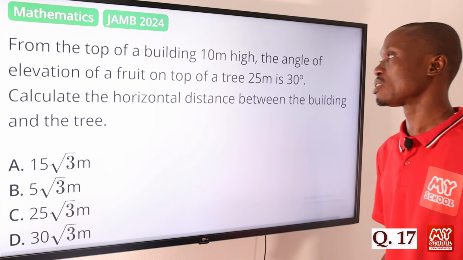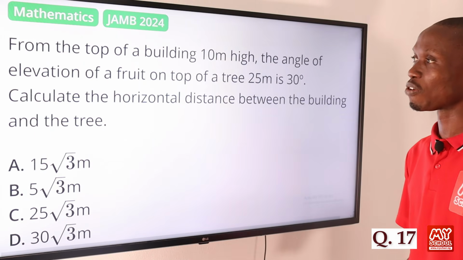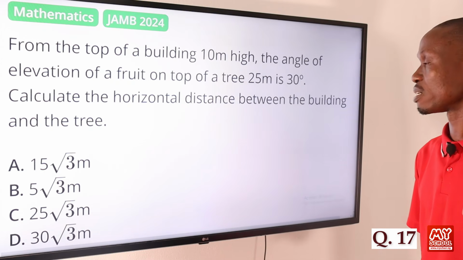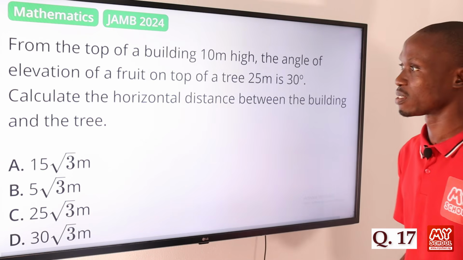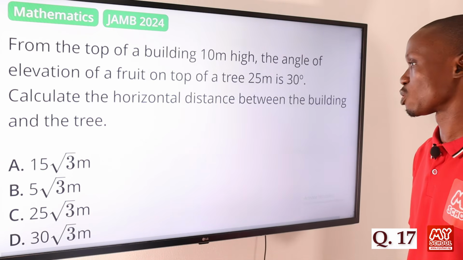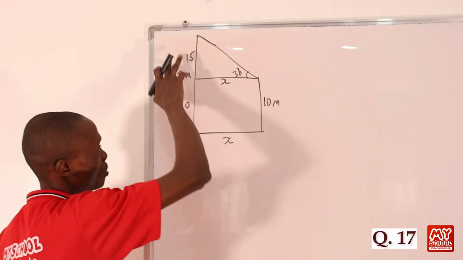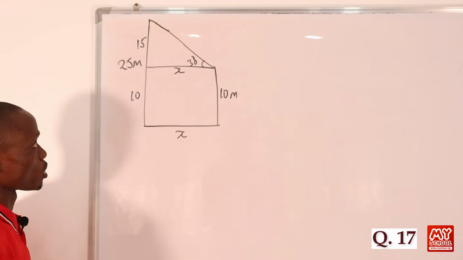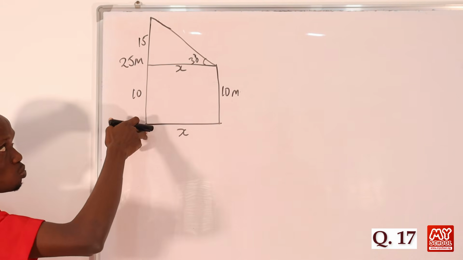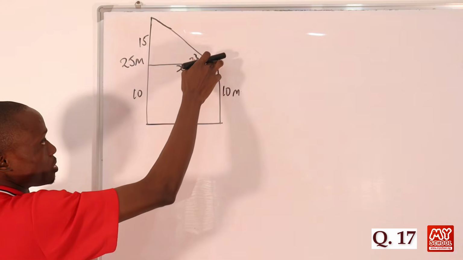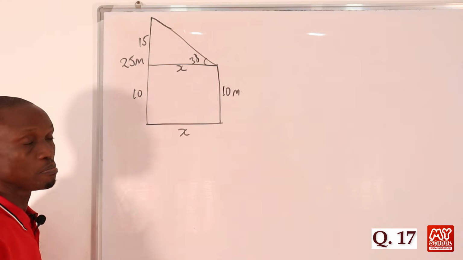From the top of a building 10 centimeter high, the angle of elevation of a fruit on top of a tree, 25 centimeter, is 30 degrees. Calculate the horizontal distance between the building and the tree. So let's move over to the boards to provide answer to this question. So this is the graphical representation of that question. This here represents the tree, which is 25 centimeter high according to the question, and this is the building, which is 10 meter high.